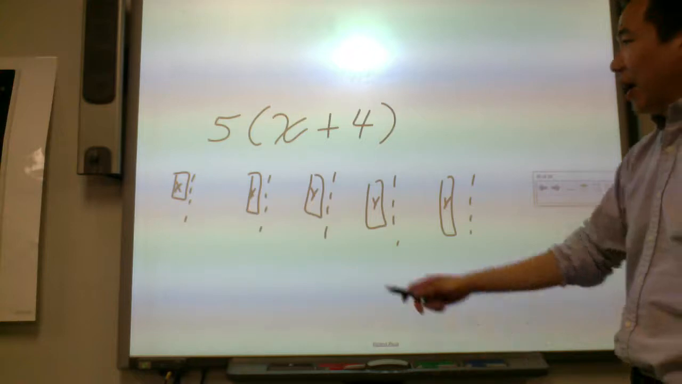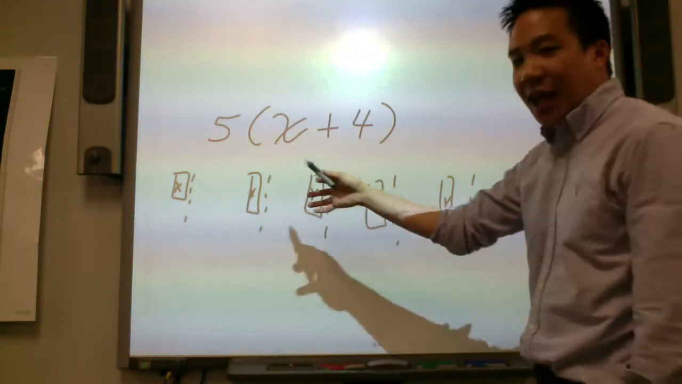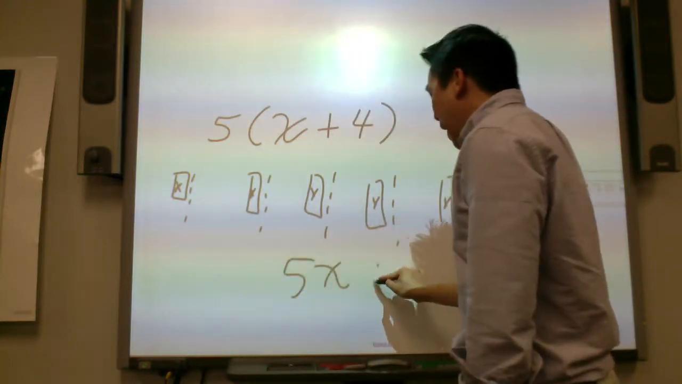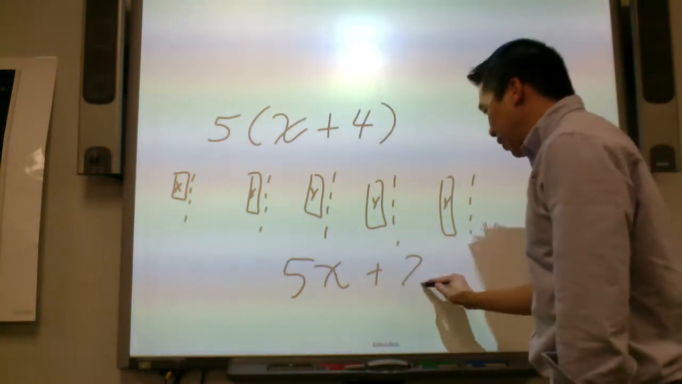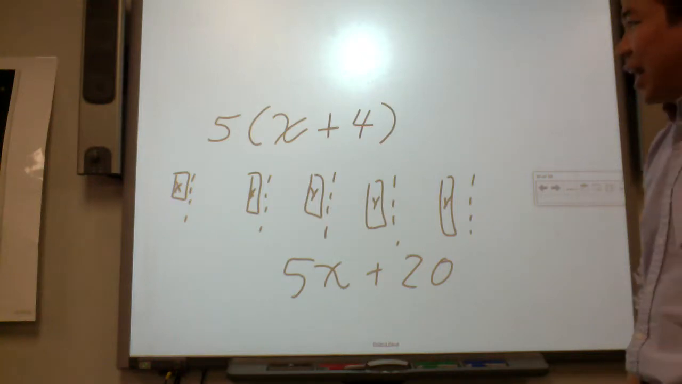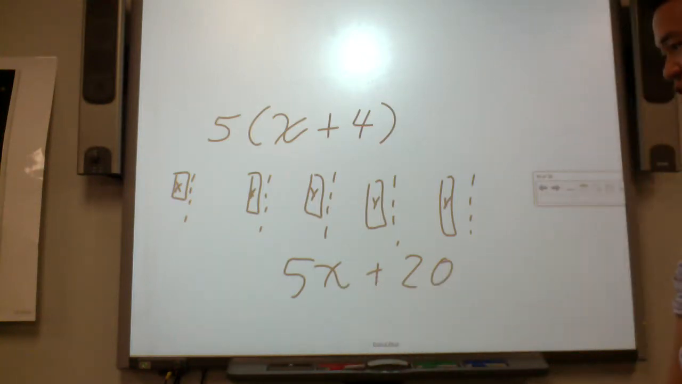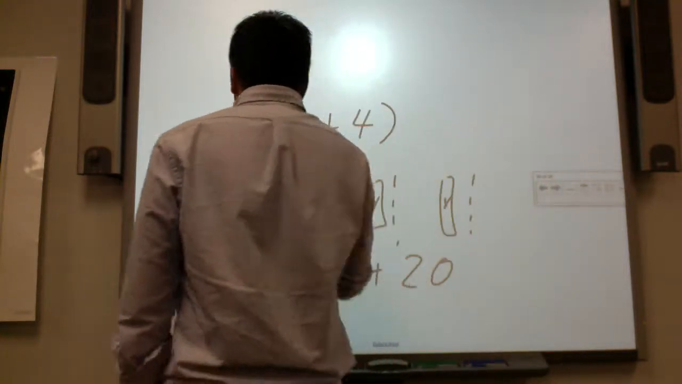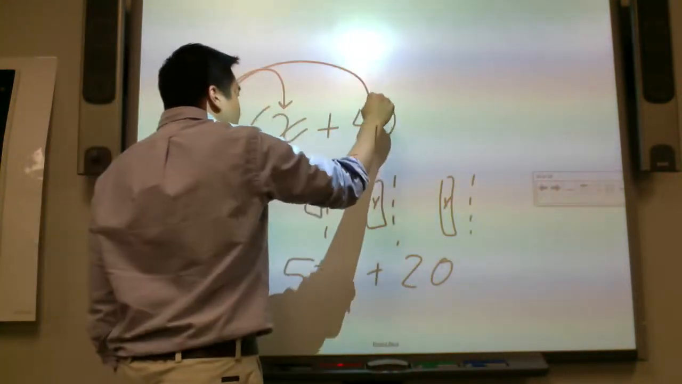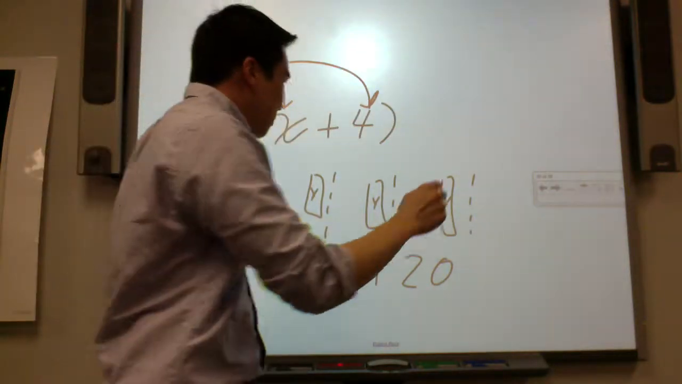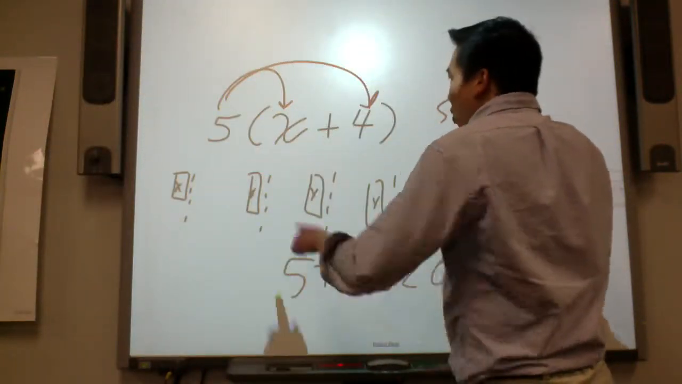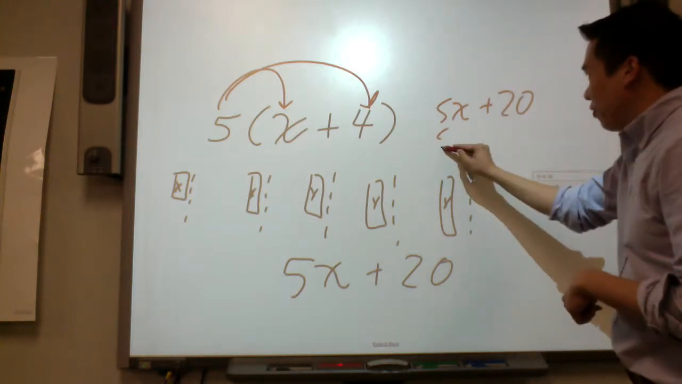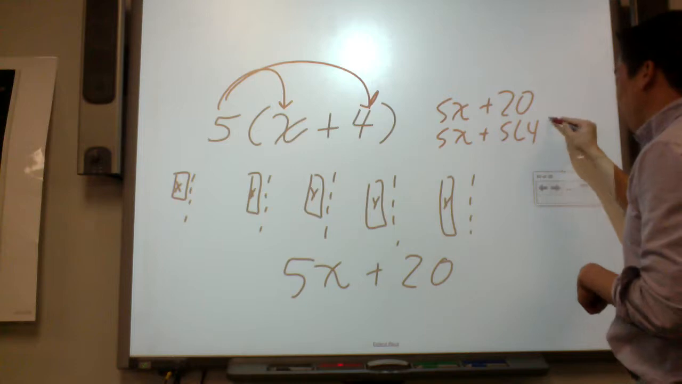So collect the like terms. How many x's do you see? I see 5 x's. How many 1s are there? There are 20 of them. So 5 groups of x plus 4 is the same as saying 5x plus 20. What happens if you say, I do not want to draw these? Distribute using arrows. What is 5 groups of x? 5 x's. What's 5 groups of positive 4? 20. Or 5x plus 5 groups of 4.